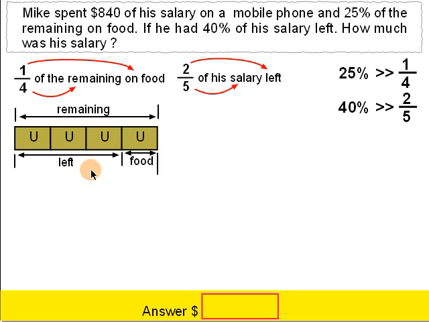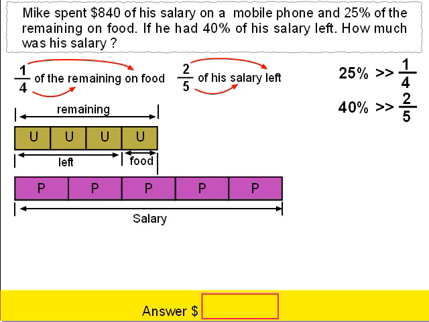And we know that what was left was 3 units, as we had drawn in the model earlier. That means we want to express these 3 units as equivalent to 2 parts. So he had 2 parts left, and his total salary was 5 parts. So we extend it into 5 parts. That's how we draw the model.